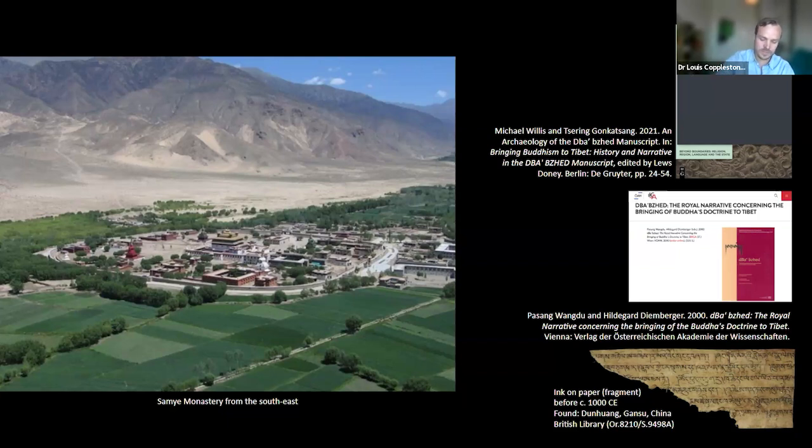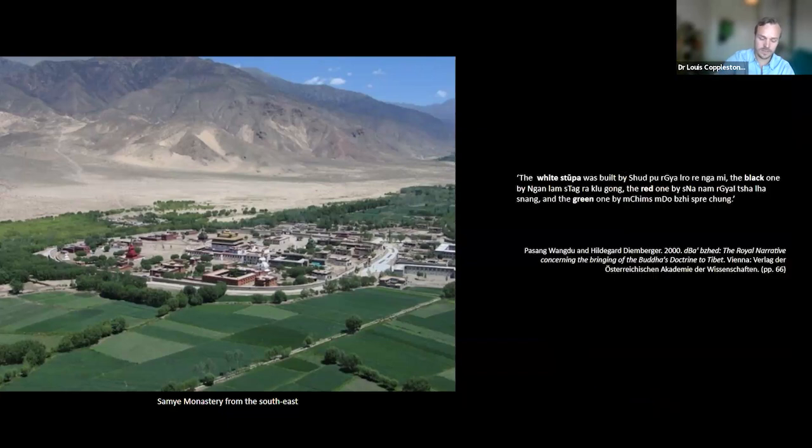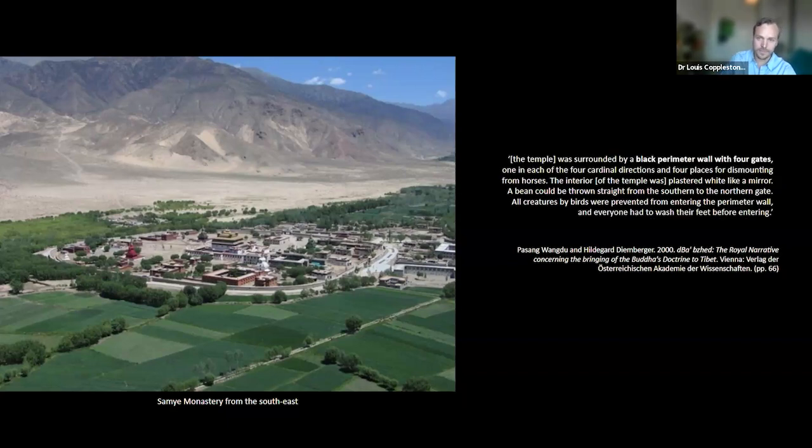But it only touches in passing on the architecture and the layout of the temple complex. For example, when it refers to the 4 colored stupas around the central temple by telling us that they were patronized by different individually named noblemen, which if so further inscribed the social relationships at the heart of the imperial system onto this temple project. Elsewhere, it refers to a black perimeter wall with 4 gates and 4 places for dismounting from horses, providing the sacred enclosure, which is not only consistent with the architecture today, but it's also current practice in the boundary of monasteries and temples.